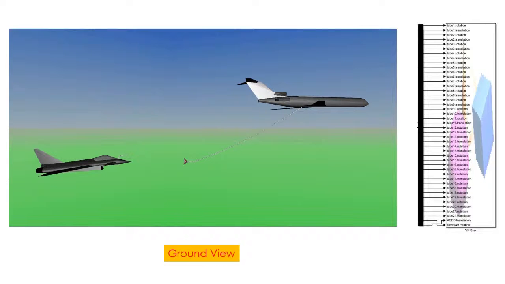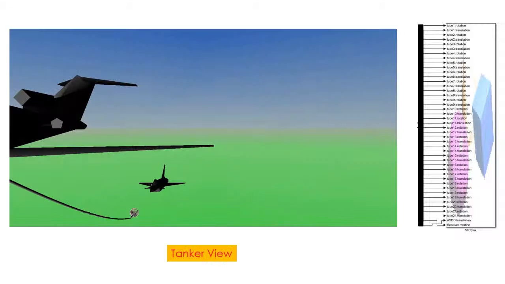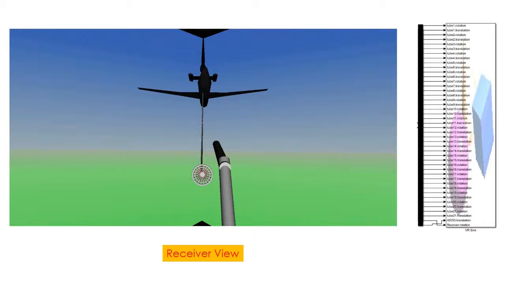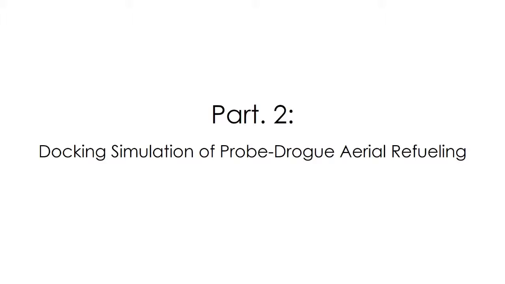Next, the VR display is focused. The docking stage can be shown from the ground view, from the tanker view, from the receiver view, or some other views. Part 2. Docking simulation of probe-drogue aerial refueling.